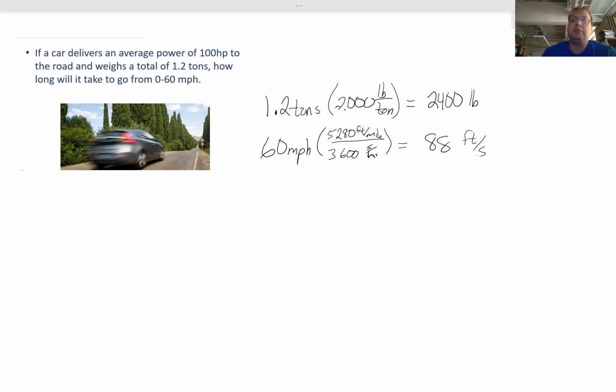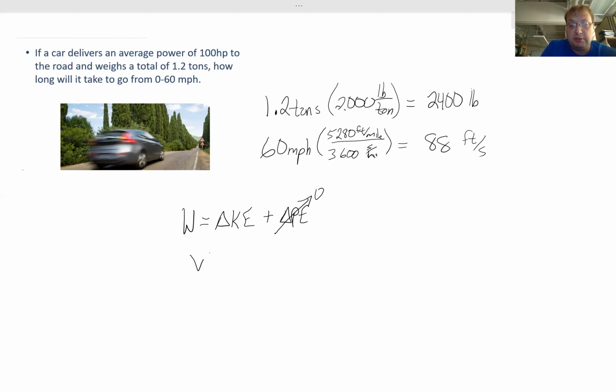So now that we have that, we can return to our conservation of energy and our relationship between work and energy to find that work, again, is equivalent to a change in kinetic energy. And if we want to, we can also include a change in potential energy. Now we're going to assume that in this case, the car is going to stay on flat ground, so there is no change in potential energy. Our initial kinetic energy is also equal to 0 because we're told that it's going from 0 to 60, so we have a 0 velocity to start with.